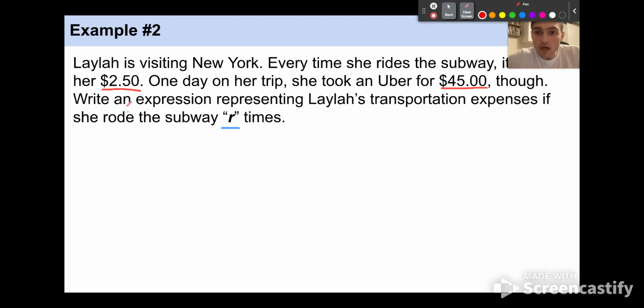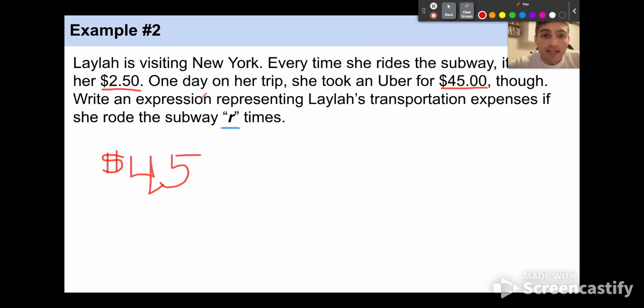There's no difference between this and the last problem, except we're replacing the number with a letter. So, first of all, let's look for the flat fee. She just spent an Uber, $45 in an Uber. So, we could just immediately get that out of the way. She spent $45 on her Uber ride.